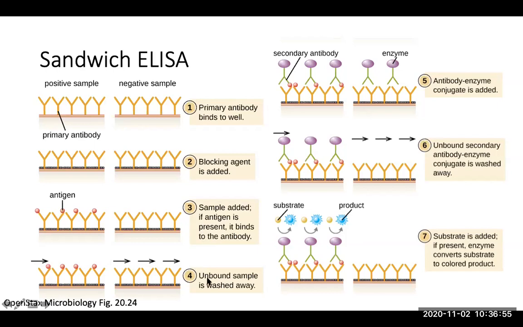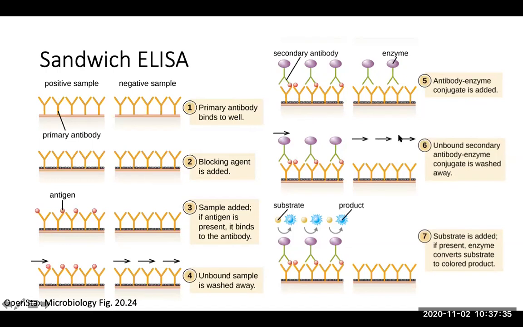Unbound sample gets washed away. So anything that's not factor 9 should get washed out of the wells. In step 5, the next antibody is added. This is sometimes called a secondary antibody, and it's the one that has the enzyme conjugated to it. So you can see the purple thing here is the enzyme. And so this secondary antibody, if the factor 9 antigen is present, then the secondary antibody will bind to it.